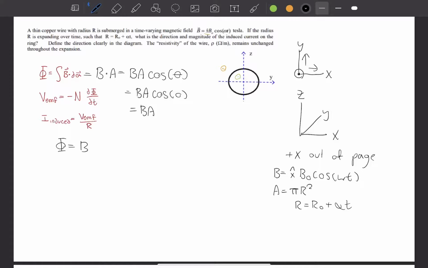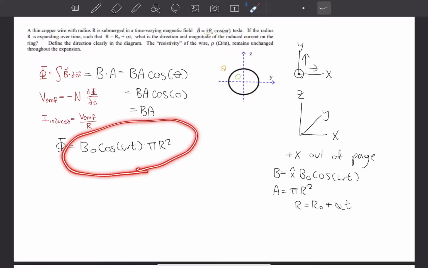So B naught cosine omega t times our A, which is pi r squared. Excellent. And now let's look at Faraday's law. Now, as we mentioned before, n is going to be 1, and our change in flux with respect to time will require us to take the derivative of this function with respect to time.